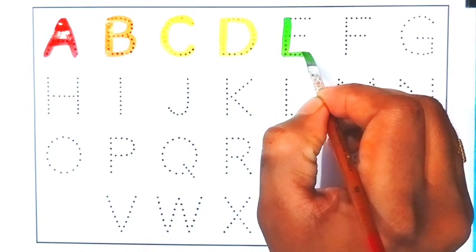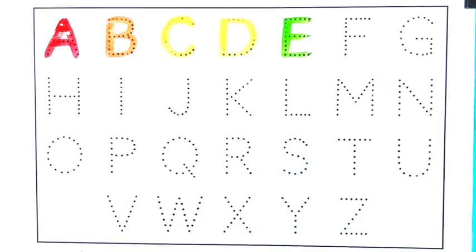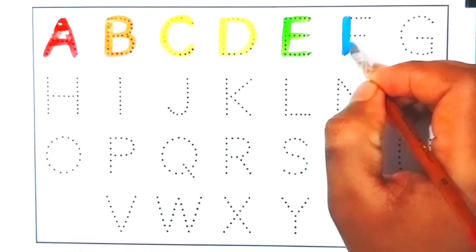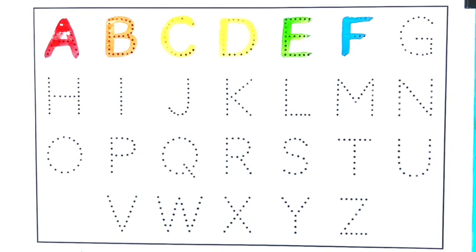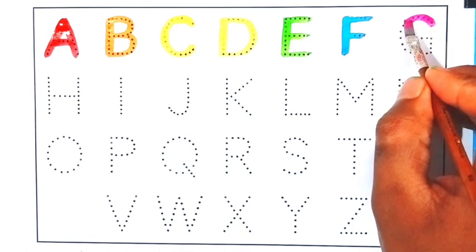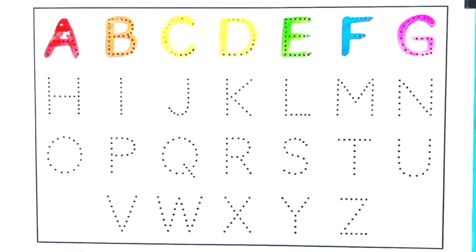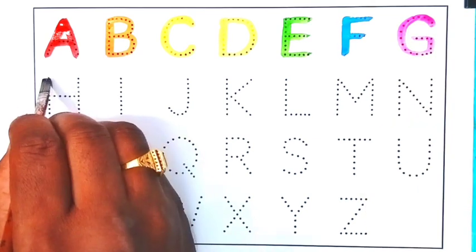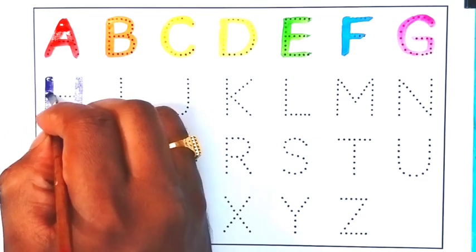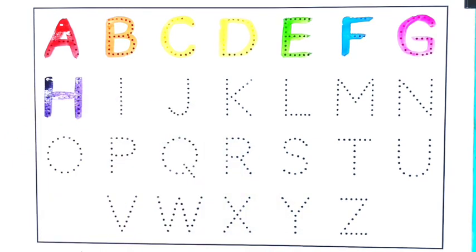E for egg. F for flower. G for grape. H for helicopter.